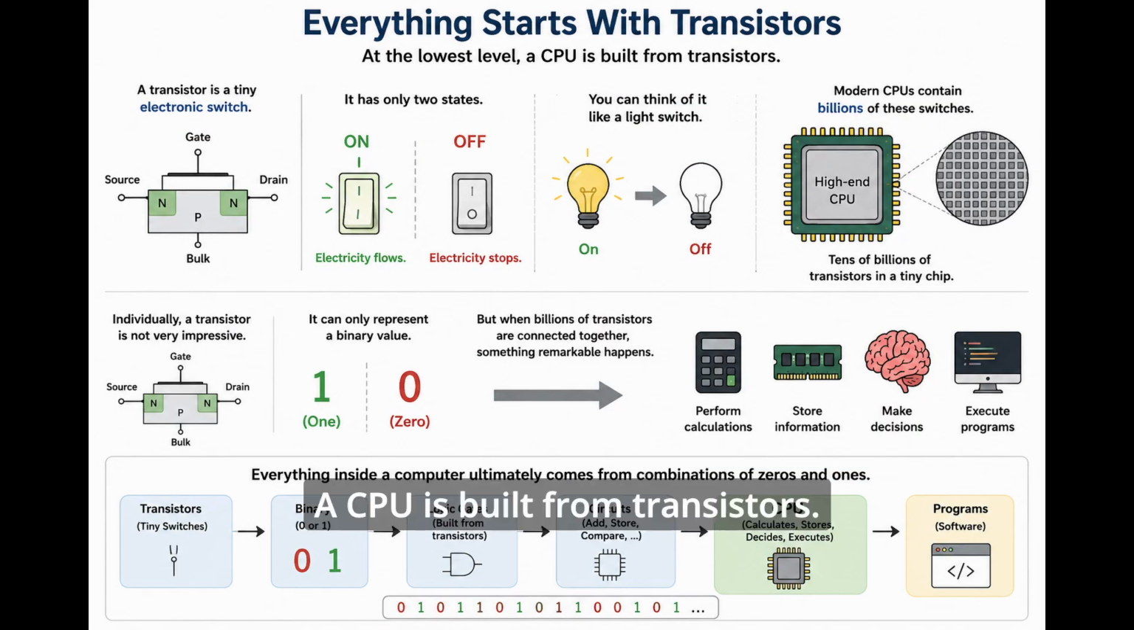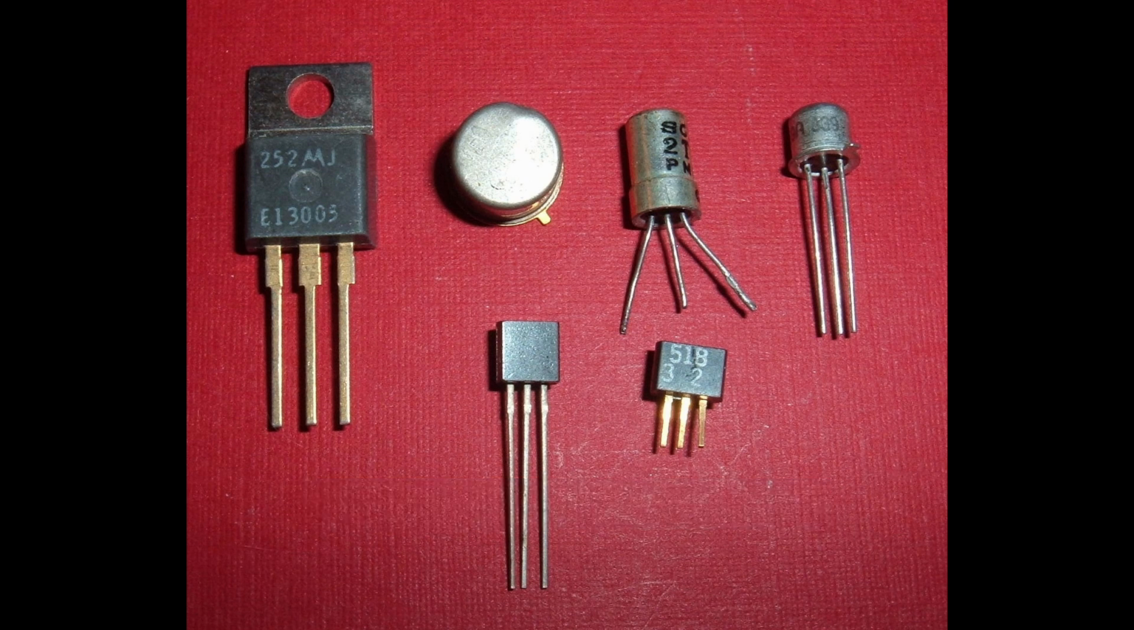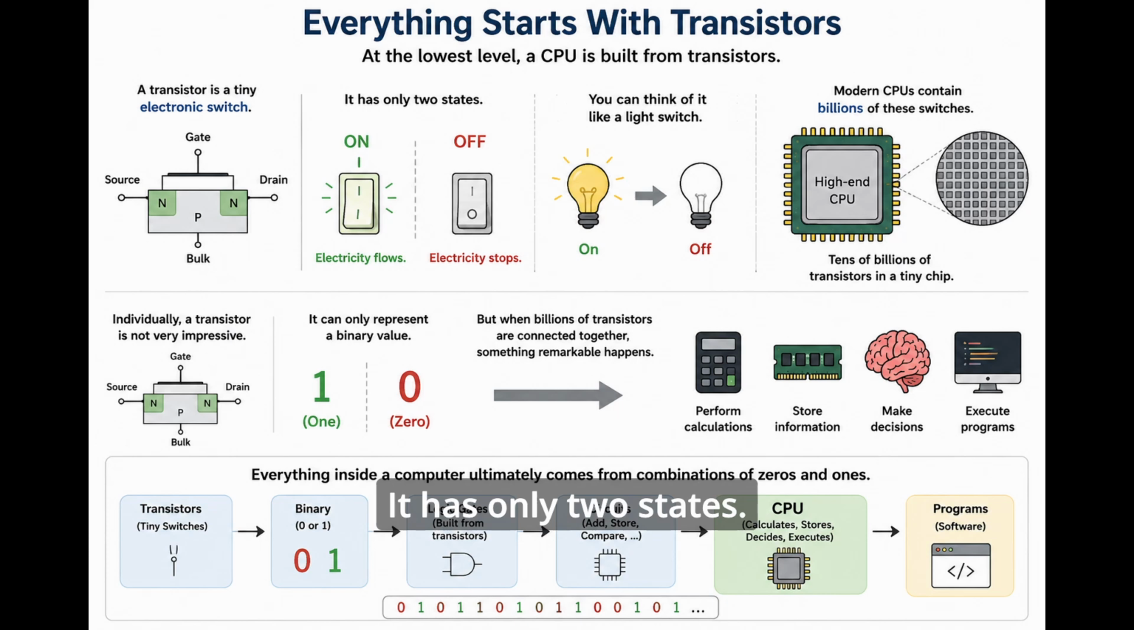A CPU is built from transistors. A transistor is a tiny electronic switch. It has only two states: on or off. You can think of it like a light switch. When the switch is on, electricity flows. When the switch is off, electricity stops.